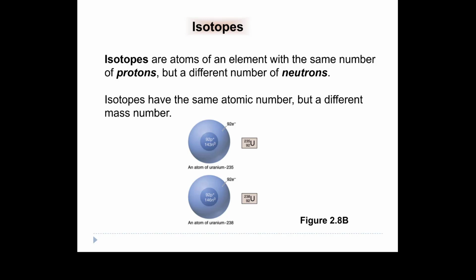So 235 minus 92 tells me that uranium-235 has 143 neutrons, and 238 minus 92 tells me that uranium-238 has 146 neutrons. Why does it matter? Why do we care about different isotopes? Well, one of those is radioactive and can be weaponized, and we can make nuclear weapons out of it. We could use it as fuel for a nuclear reactor. One of them, not so much, right? They actually both are technically radioactive, but one is way more radioactive than the other.